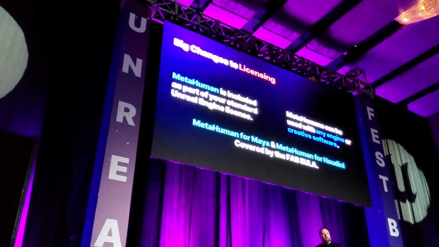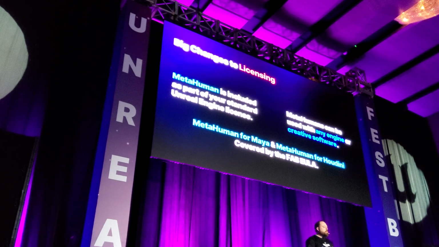On top of all of these new features, we've changed the licensing for Metahuman. So Metahuman now is included with the Unreal Standard Engine license, and we've also added Metahuman for Maya and Metahuman for Houdini into Fab under the Fab license. And the goal here is that you can use Metahumans anywhere that you want. You can create a Metahuman, bring it out into Maya, you can bring it out in Houdini, you can use it in-game, you can use it in your film, it's fine. The idea is we want to bring Metahumans to more folks than ever, and these tools allow you folks to do that.